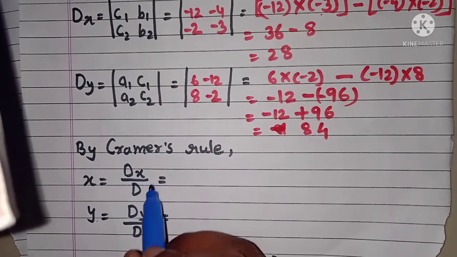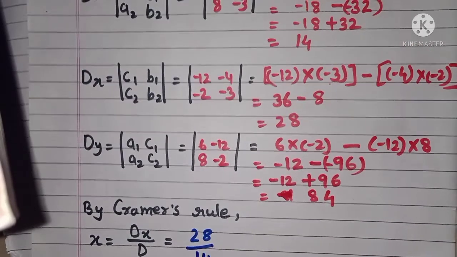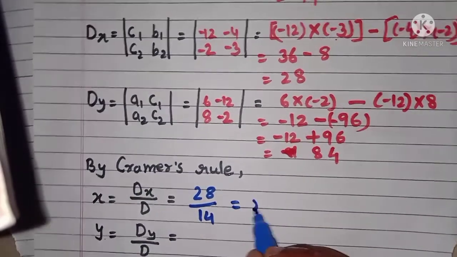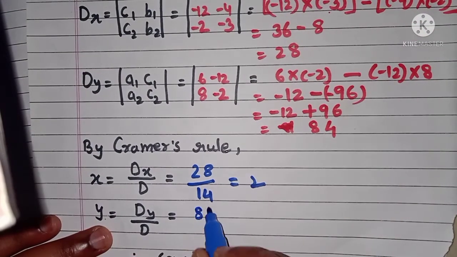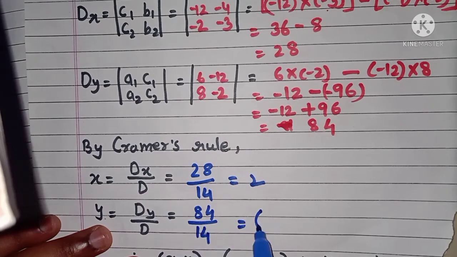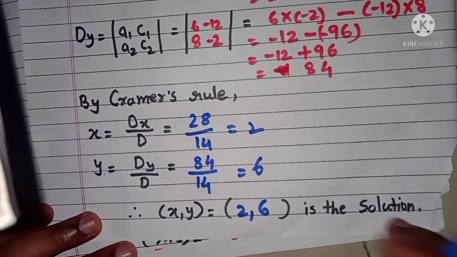By Cramer's rule, x is equal to Dx upon D. Dx you got 28, D is your 14. Now you will solve this, you will get 2. Then Dy is your 84 and D is your 14. You will get 6. Now you got your x and y. So this is your solution.